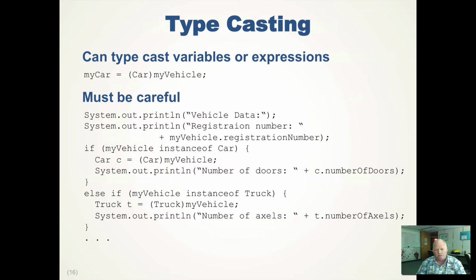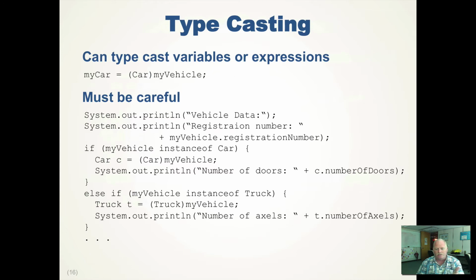If myVehicle is an instanceof Car, then we know we can safely cast myVehicle to a Car, so we have a new Car variable c, and we cast myVehicle and assign it to c. So now that we have a variable of type Car, we can refer to the number of doors in c. We can't call numberOfDoors on myVehicle because it's of type Vehicle. But by casting it, we can now access the member variable in the Car, and we know that myVehicle is pointing to a Car by using the instanceof.